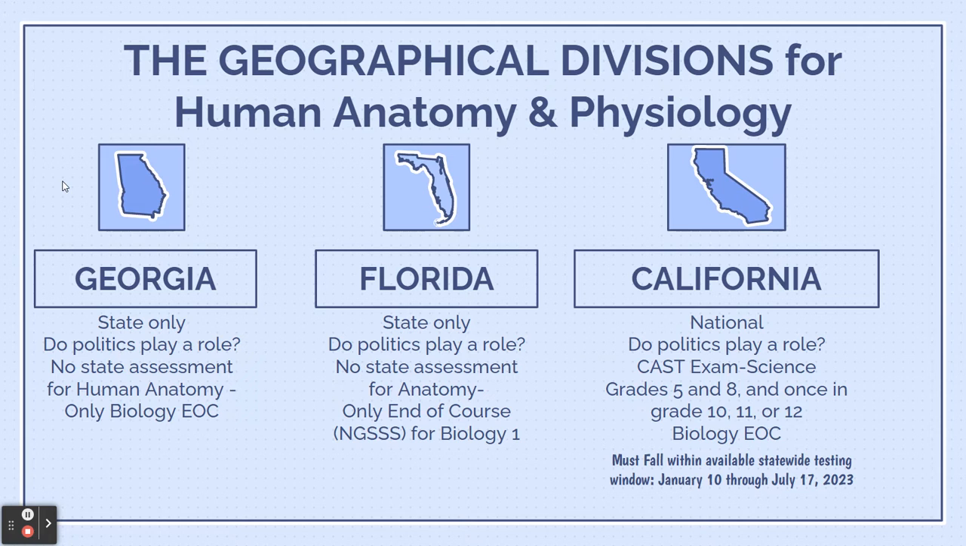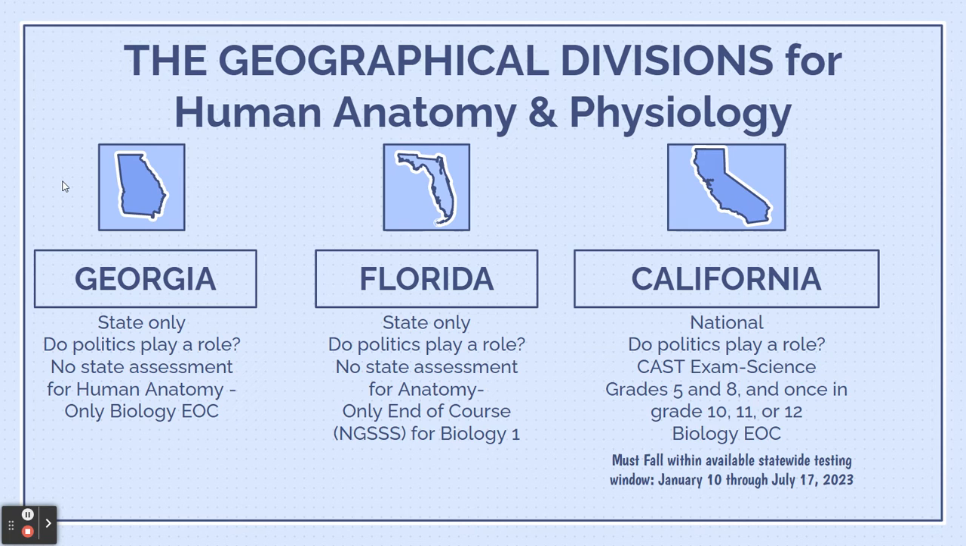So, the geographical divisions for human anatomy and physiology. The takeaway from comparing all three is that Georgia has state-only standards, Florida has state-only standards, but California is national. They follow the national science standards. And I wonder if politics play a role in that state-only versus national. When you look at the three and at their political outlook, liberal versus very conservative, it's interesting that the very conservative states have standards only for their state, whereas a more liberal state follows the broad standards for the nation.